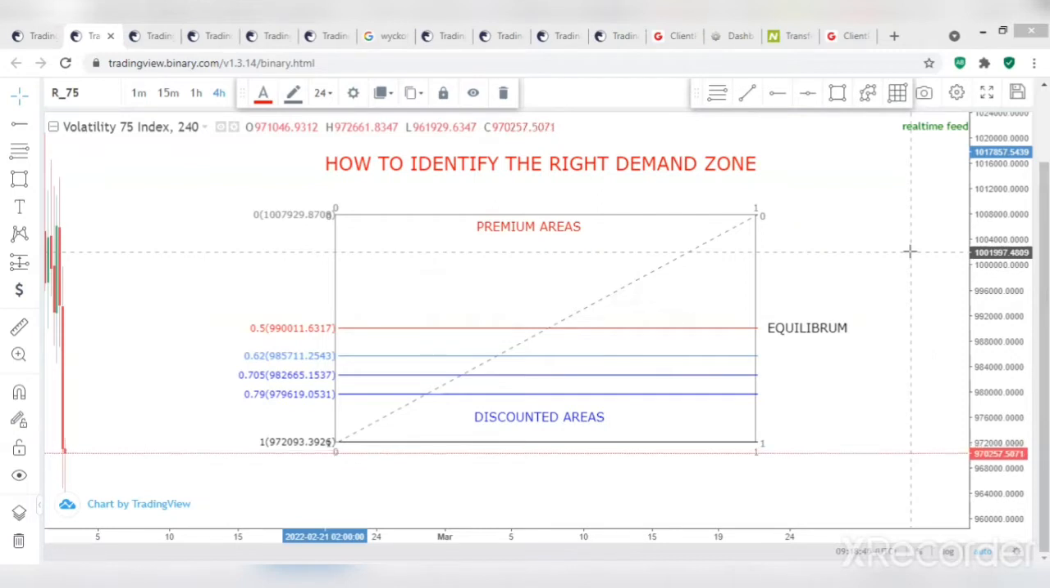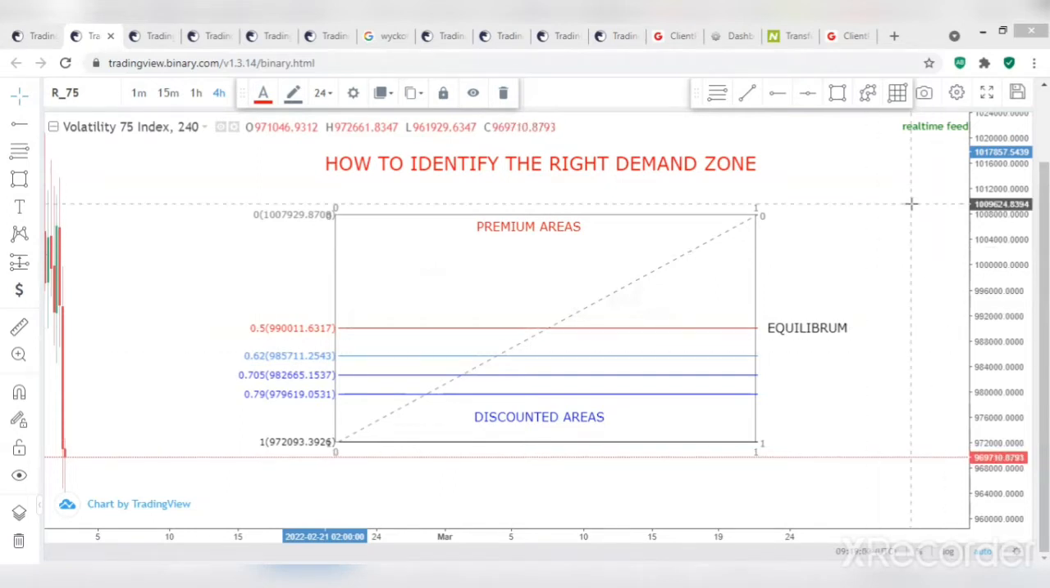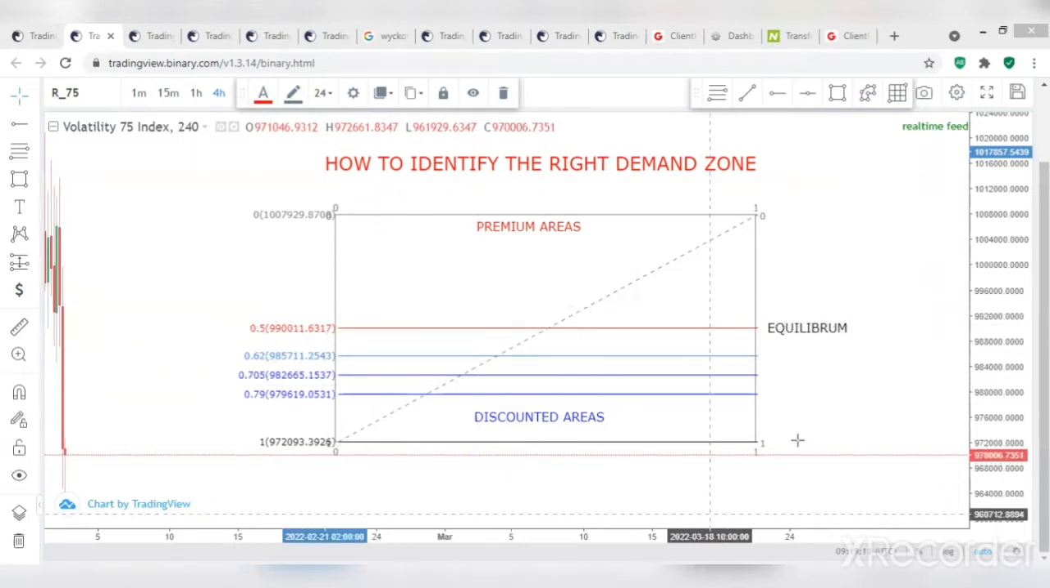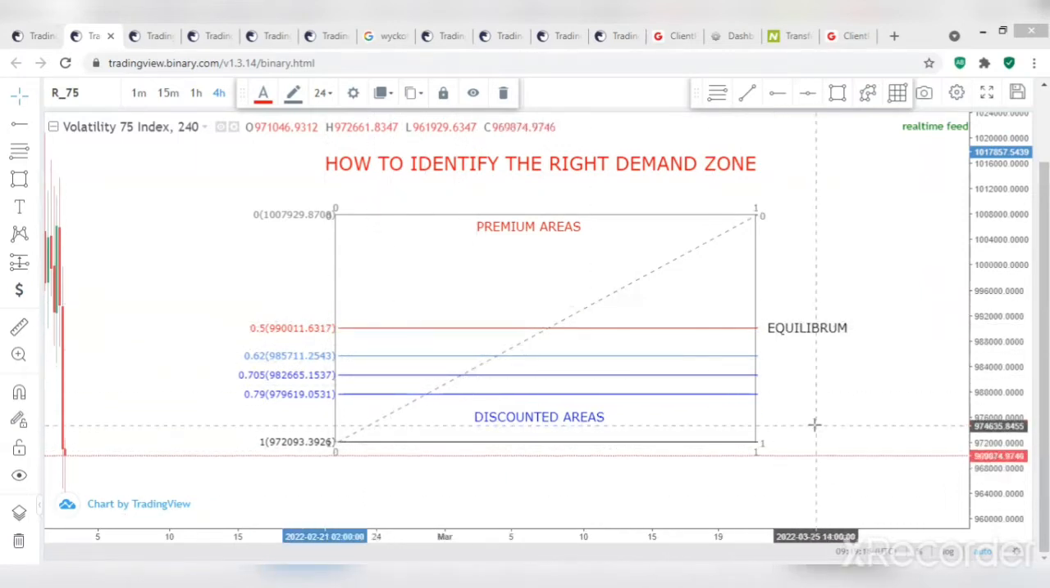There are things you should consider, and that is where we have our premium pricing and our discounted prices. Okay, let me take you into the diagram I have on my chart at the moment. We have a point of equilibrium in the market. A point of equilibrium is a midpoint in the marketplace, a midpoint where prices are neither cheap nor costly.